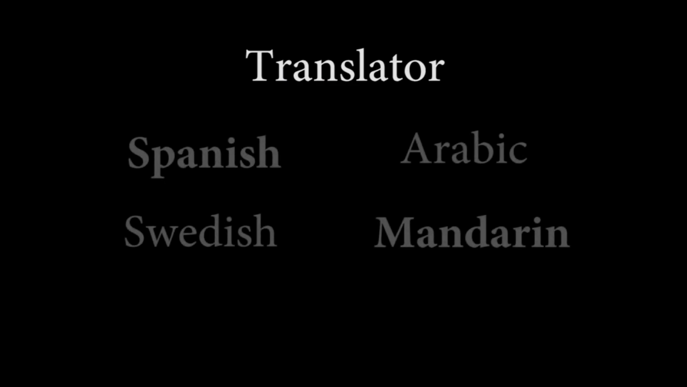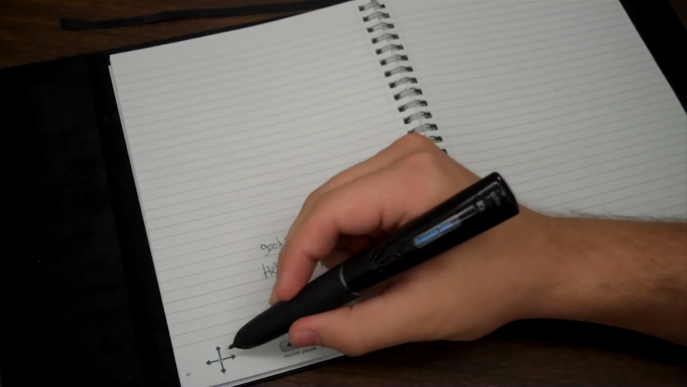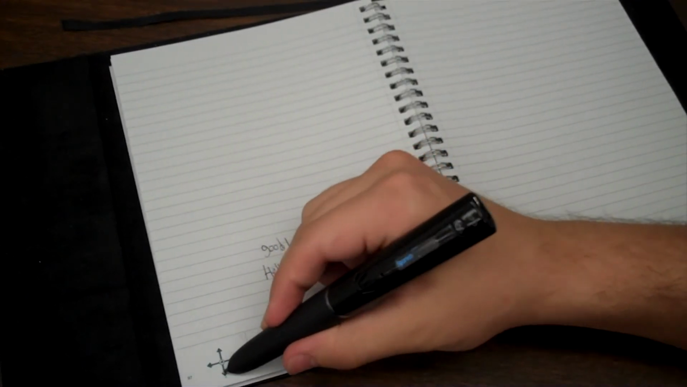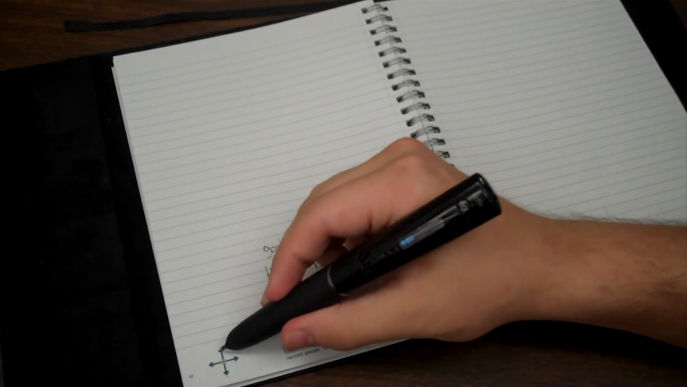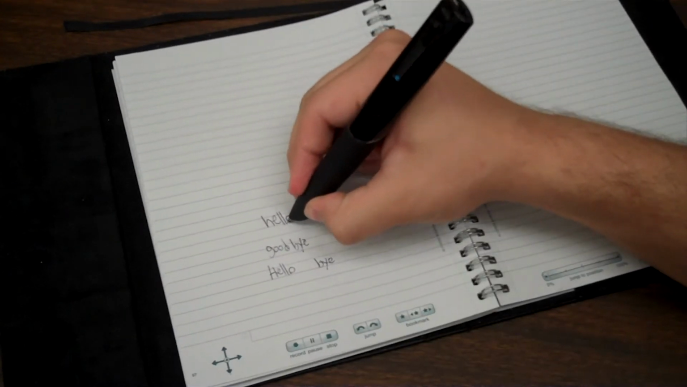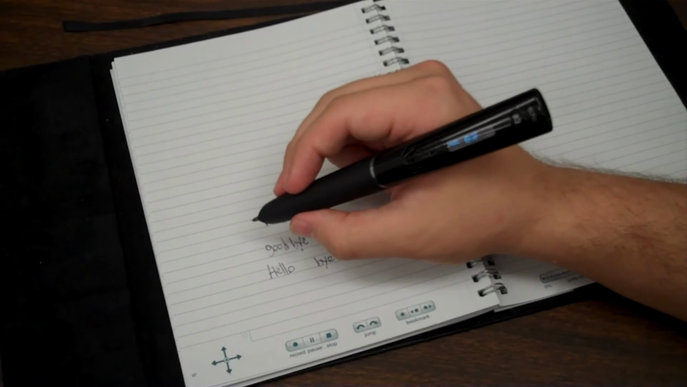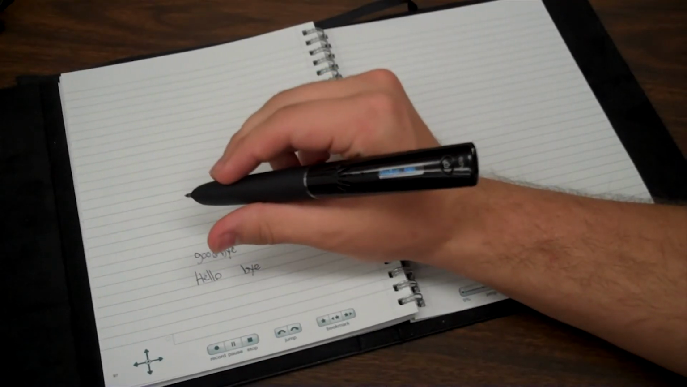Next we'll be talking about the translator feature on the pen. We're just going to use the word hello, to give you a brief overview of what languages it could translate into. Translator demo. Spanish. Arabic. Swedish. Arabic. Mandarin. Write a word. 你好. Adios.